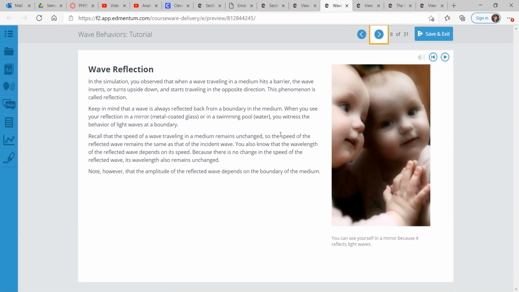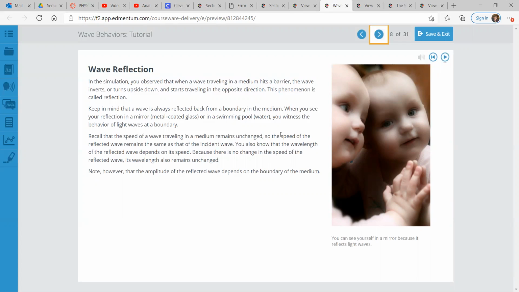So when a wave is traveling in a medium and then it hits a barrier, the wave inverts or turns upside down and starts traveling in the opposite direction. That is called reflection. Keep in mind that a wave is always reflected back from a boundary in the medium. When you see your reflection in the mirror, which is metal-coated glass, or in a swimming pool, water, you witness the behavior of light waves at a boundary.